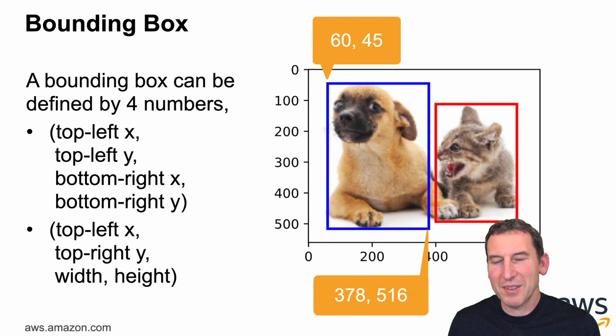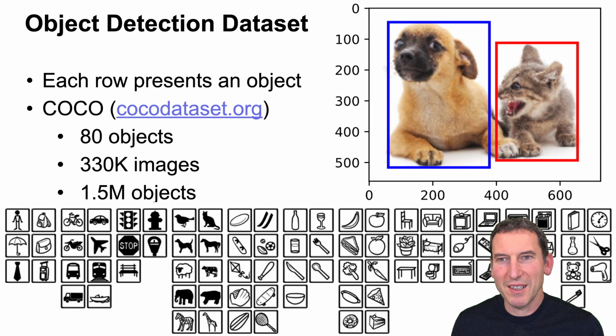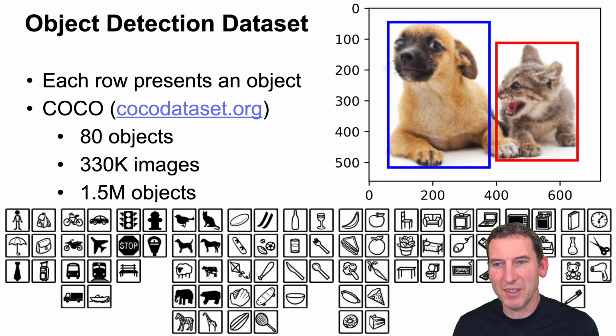And there are nice data sets, for instance, COCO. So Common Objects in Context contains 80 object types, 330,000 images, and a total of 1.5 million objects. In other words, there are probably about 5 objects per image on average. And yeah, the icons below tell you what kinds of objects it recognizes. So for some reason, giraffes are really important.